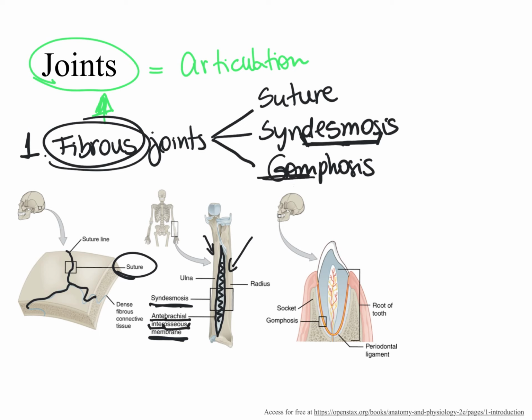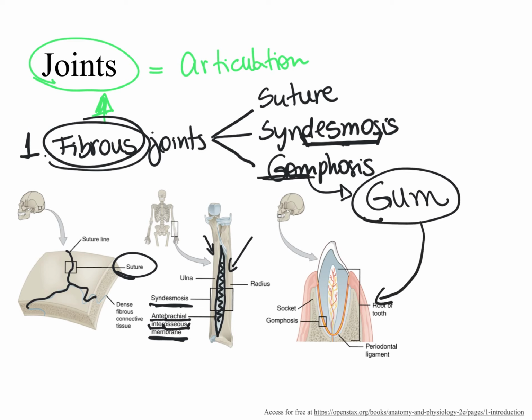Gomphosis fibrous joint makes you recall the word gum, and the gomphosis fibrous joint is found deep inside the gum because it is found between the root of the tooth and the bony socket.